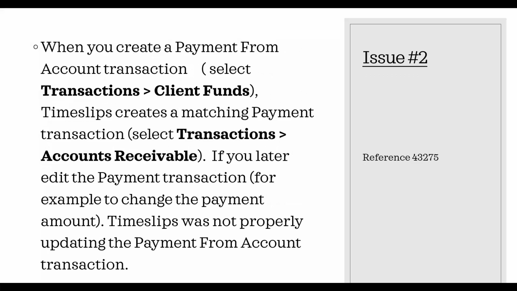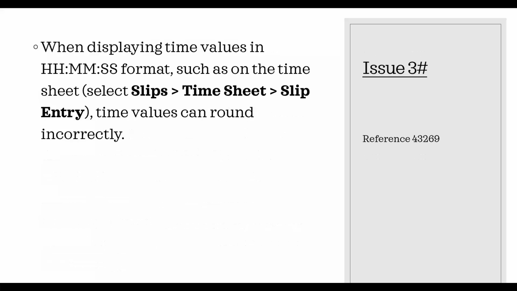The second issue that's been resolved is when you create a payment from account transaction, Timeslips creates a matching payment transaction. If you later edit the payment transaction, for example, to change the payment amount, Timeslips was not properly updating the payment from account transaction.